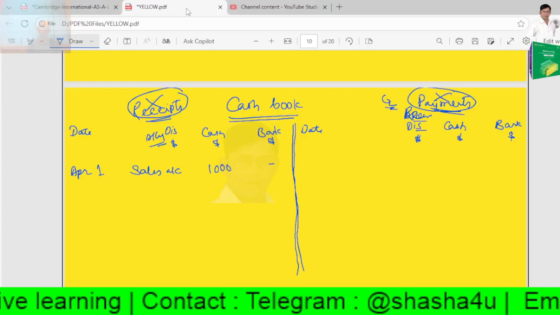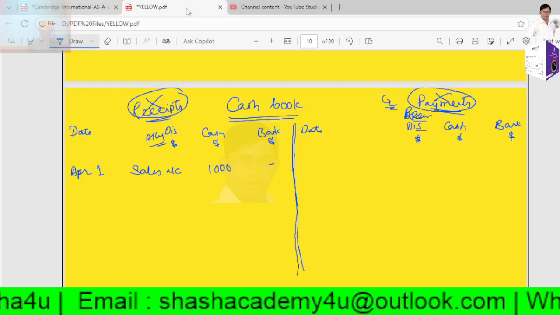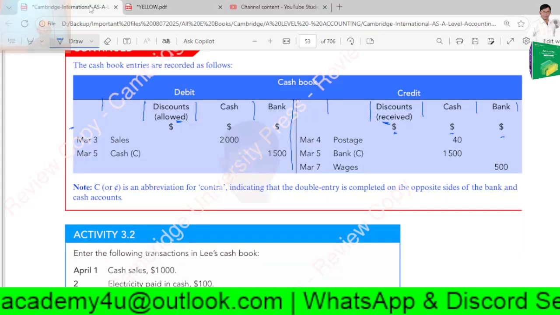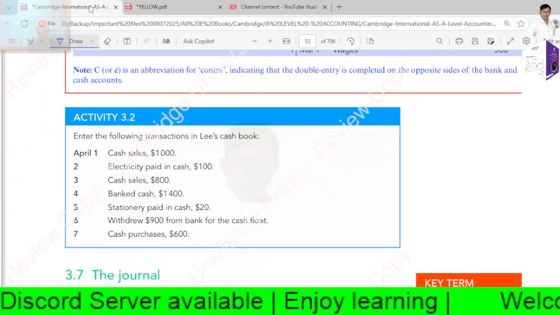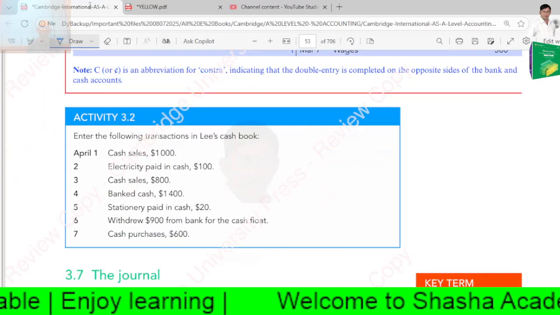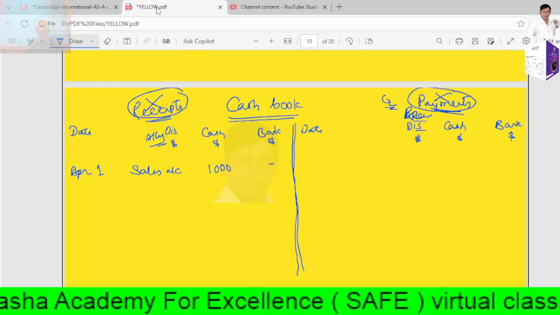So receive cash. When we sell, we receive. Then what is the next one? Electricity charges, electricity paid in cash, payment. So we are paying. So credit what goes out. Cash account credit what goes out.